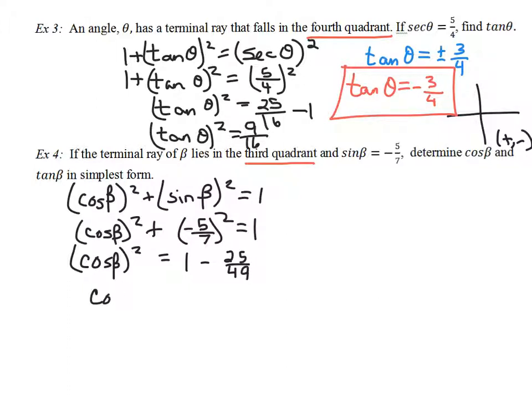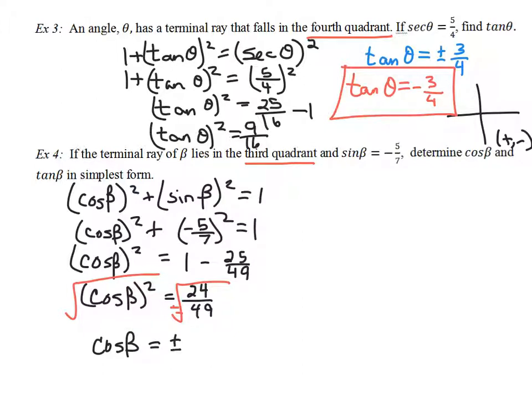Do that subtraction, so cosine of beta squared is equal to 49/49 minus 25/49 gives me 24/49. Square root both sides of this equation, keeping the positive and negative on the number side. So the cosine of beta is equal to plus or minus the square root of 24. I can reduce that radical. It's not a perfect square, but it has a perfect square factor. So that's going to be 2 radical 6 over 7.